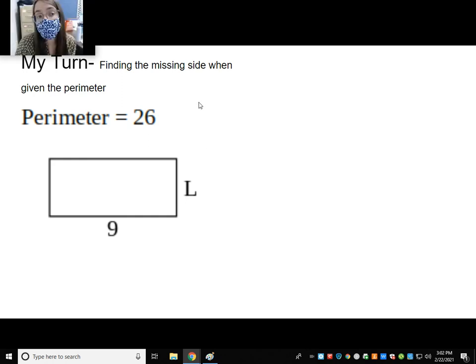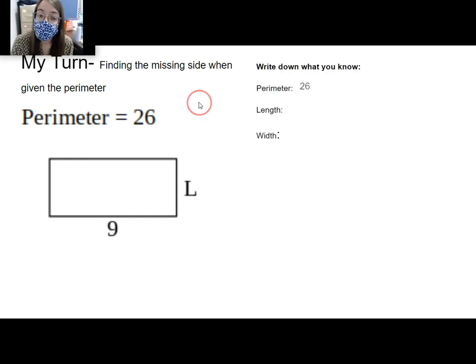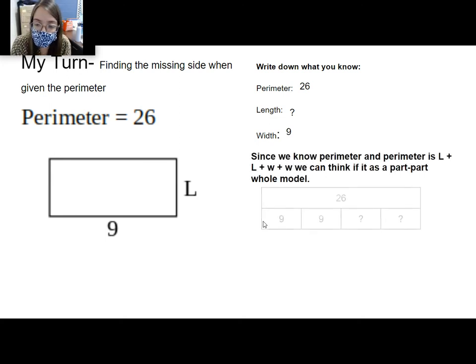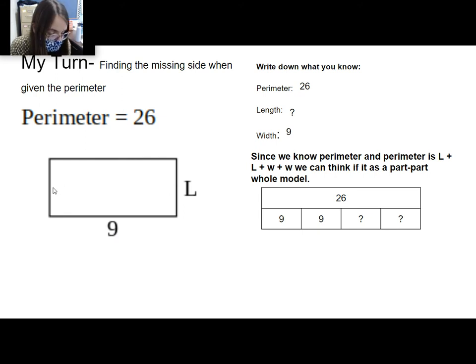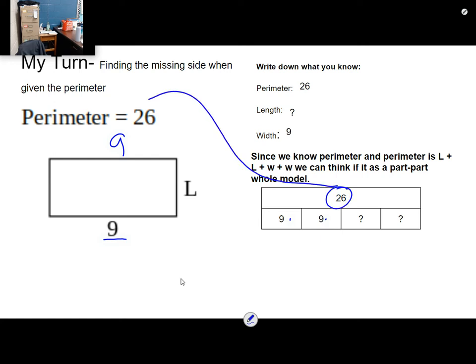Well, this is what I'm going to do. I'm going to think of this as a part-part whole model, because remember, there's 4 sides that make up the whole perimeter of 26. So if there's 4 sides, I'm going to make a 4 part-part whole model. Side, side, side, and side. So luckily, I already know 2 of the sides, because opposite sides of a rectangle are the same. So if this side is 9, then the opposite side is 9, and that's where these two 9s came from. And this total right here is the perimeter that I started with. So what I have to do is find the missing part.